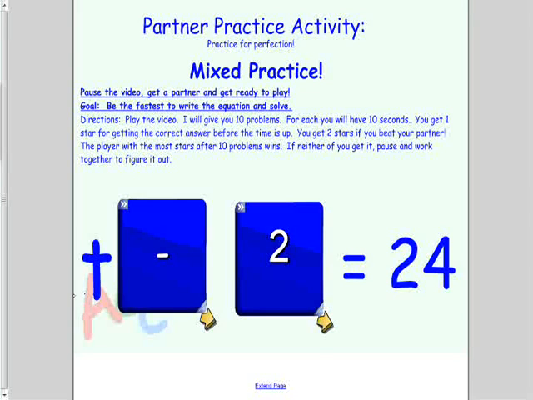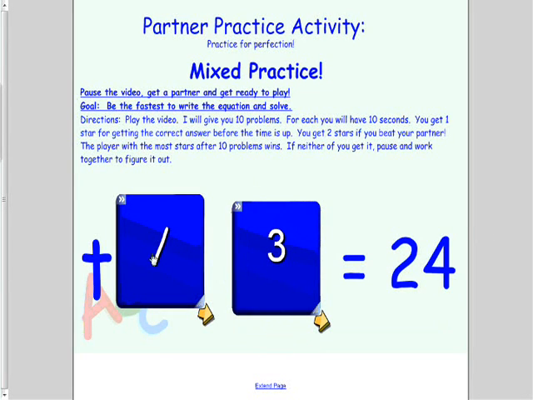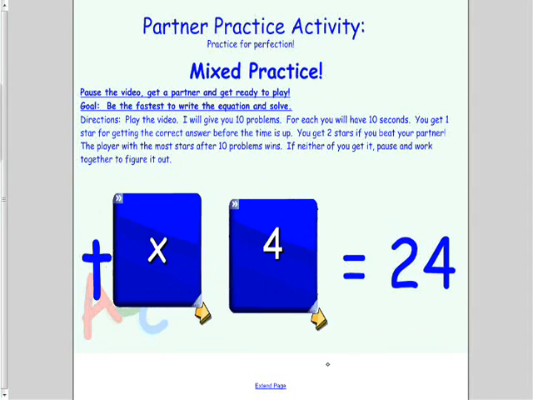All right, this will be the last one. I'll be honest, I lost count, but we're pretty close to 10. That one I know we've had, so let's try another one. All right, t times 4 equals 24. Go. All right, the opposite of times 4 is to divide by 4. We'll divide this side by 4, and t is equal to 6. All right, you can pause the video, add up your stars, and see who was the winner.